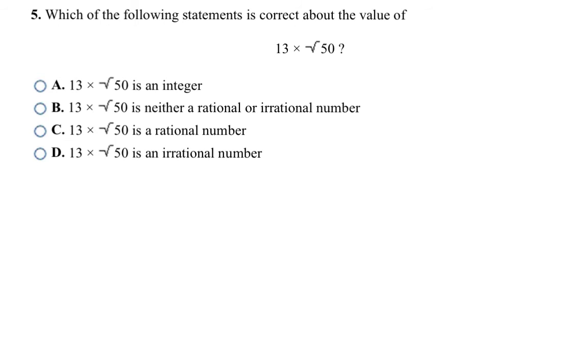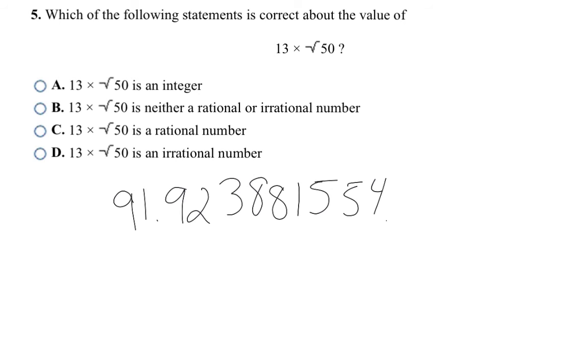Okay, this next one, they give us one number, 13 times the square root of 50, and want to know, is this an integer, neither, rational, irrational, rational or irrational? So the first thing I'm going to do is put this into my calculator, 13 times the square root of 50, and when I do that, I get 91.9238815554, and it keeps going. So I can see that that is a non-ending, non-repeating decimal. So that means it's going to be an irrational number, which is D.